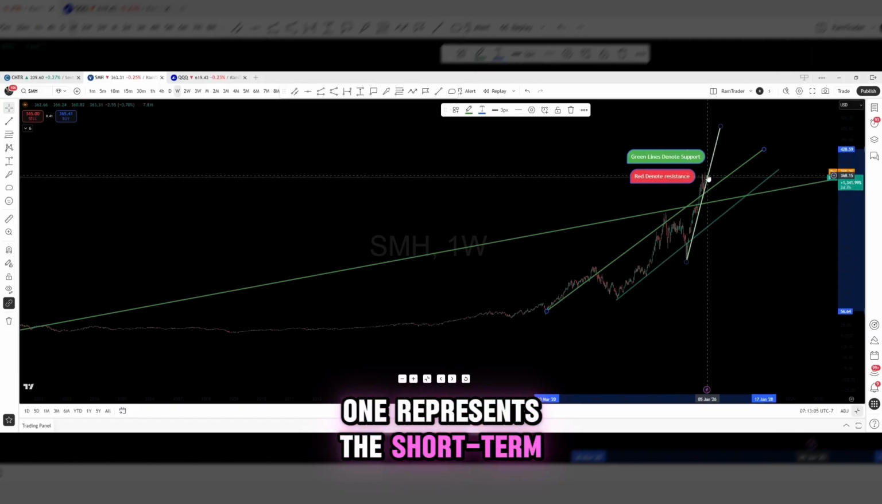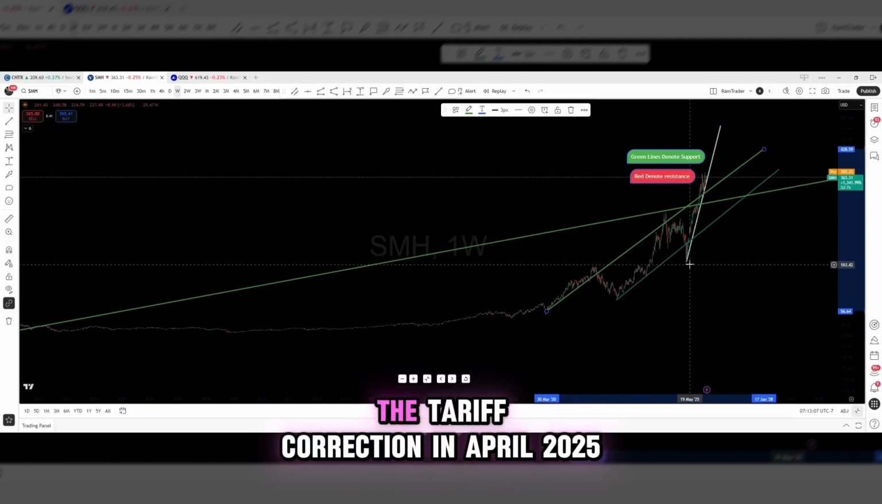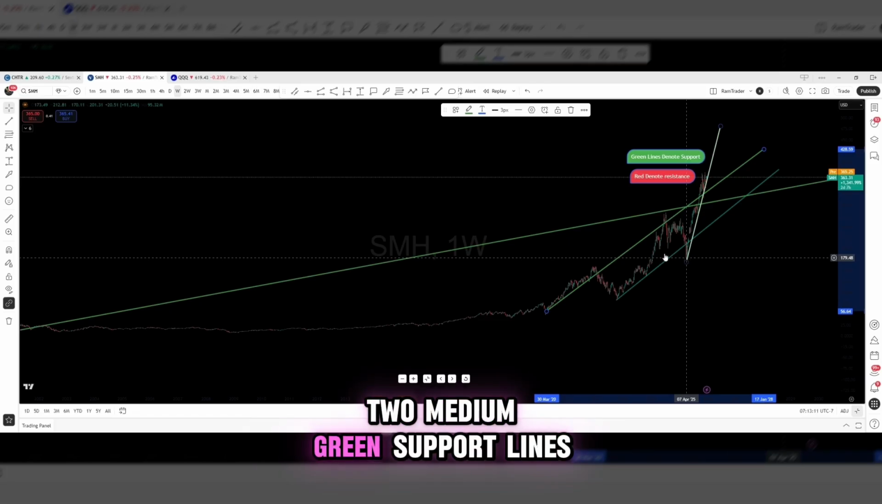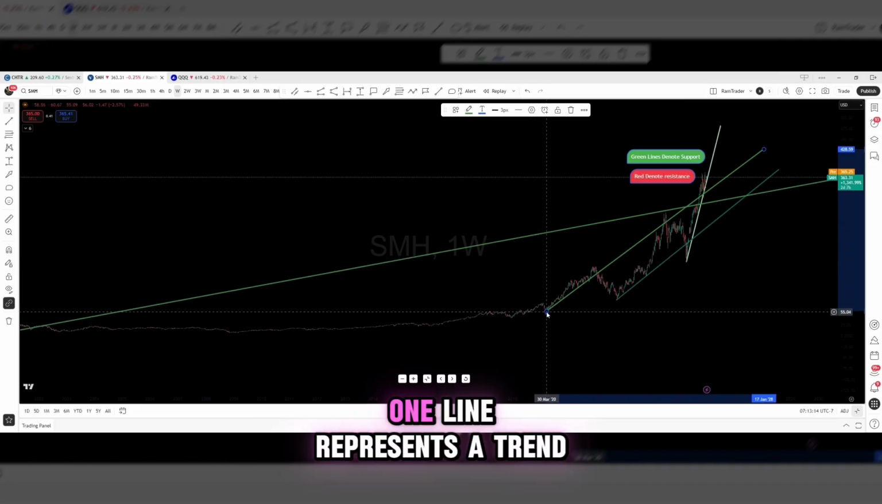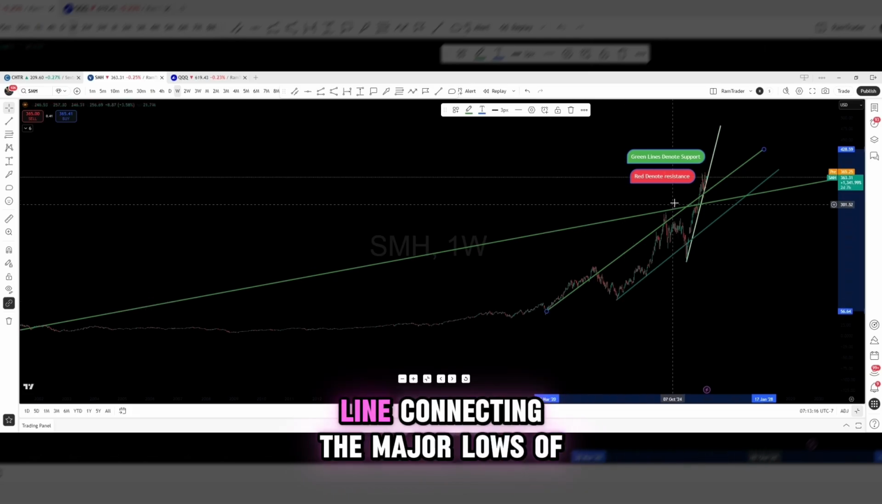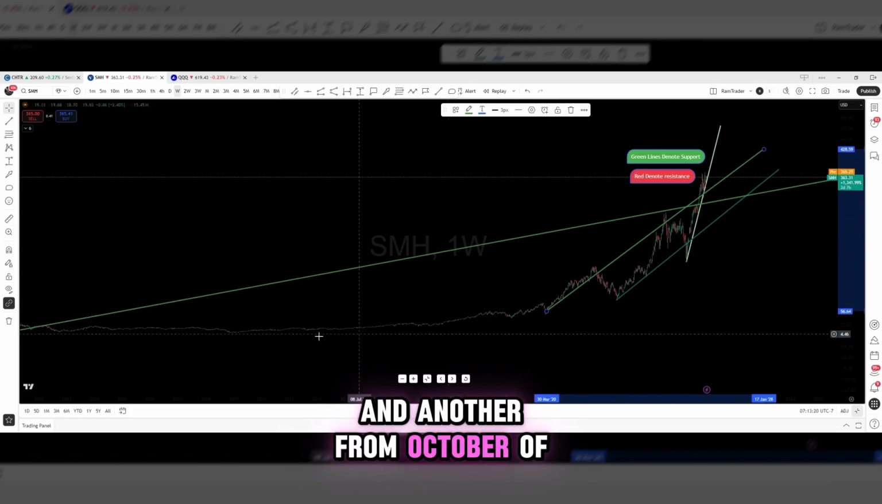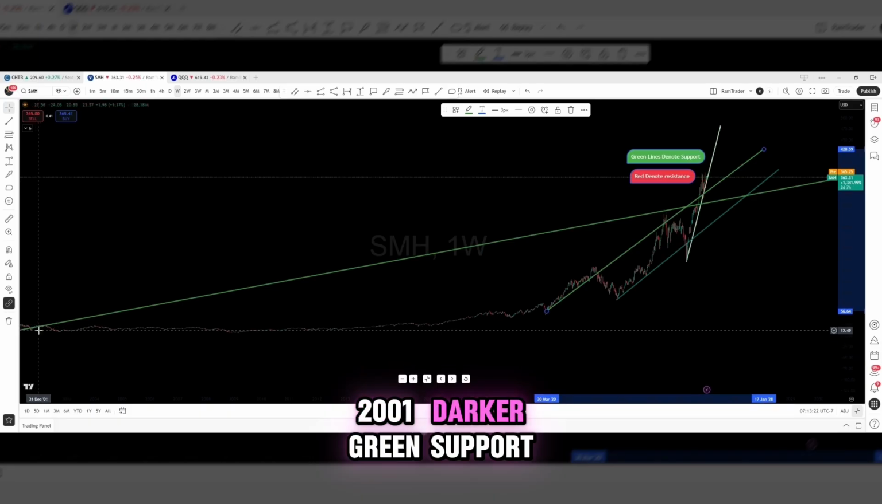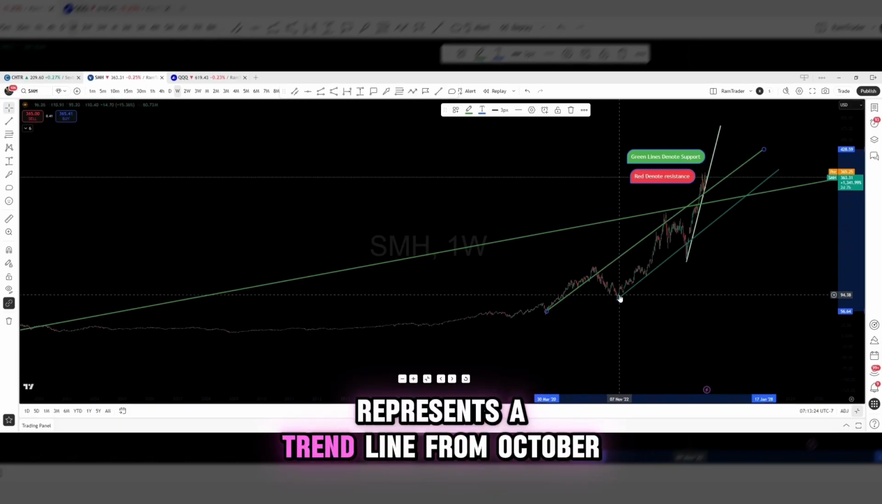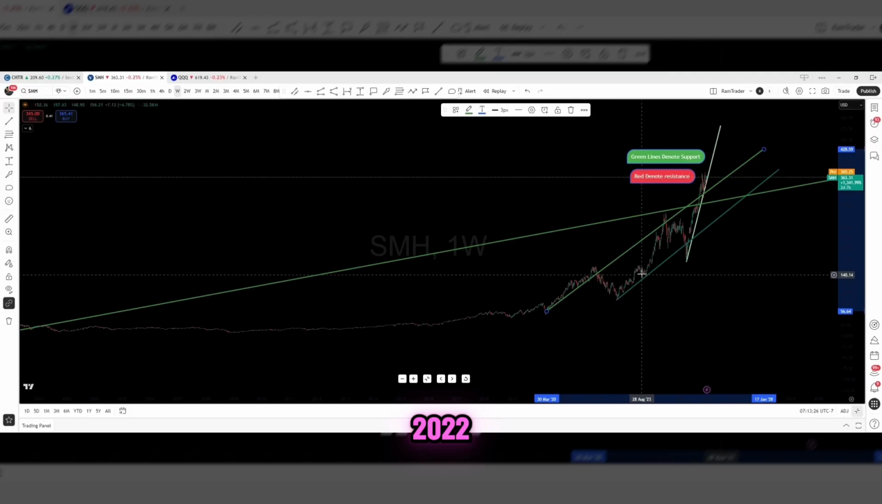One represents the short-term bull run in SMH since the tariff correction in April 2025. Two medium green support lines. One line represents a trend line connecting the major lows of March 2020 and another from October of 2001. Darker green support represents a trend line from October 2022.